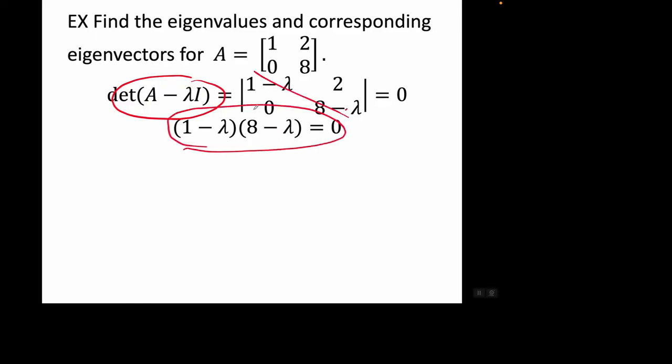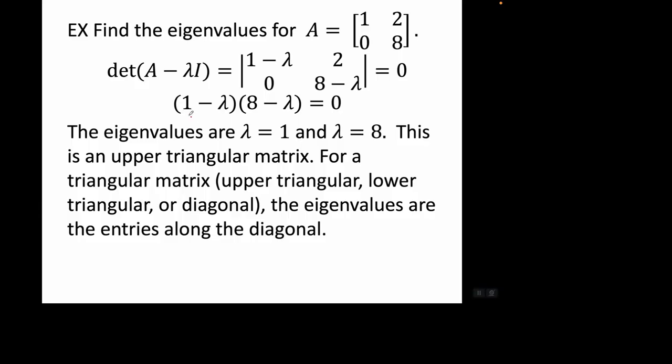This is what we end up with when we calculate the determinant. Oh, we know how to solve that. The solution to this is just lambda equals 1, lambda equals 8. Those are the eigenvalues. See, this is something we could have seen much more easily.